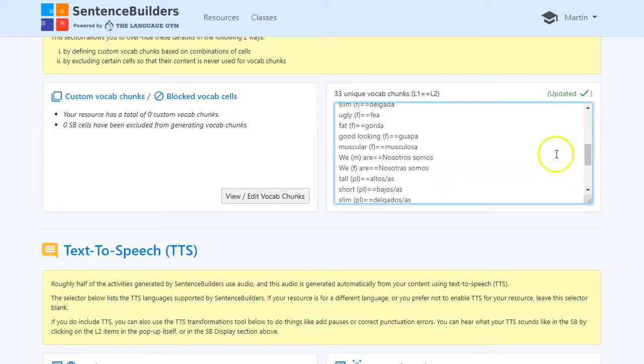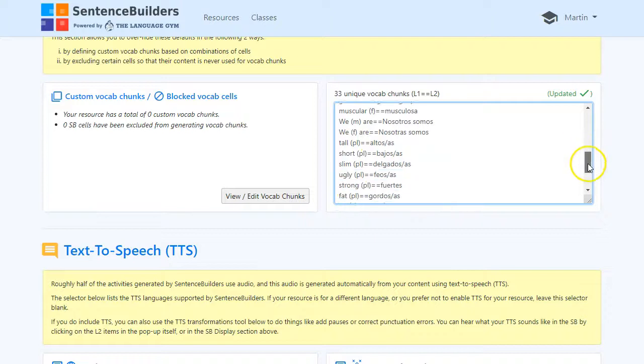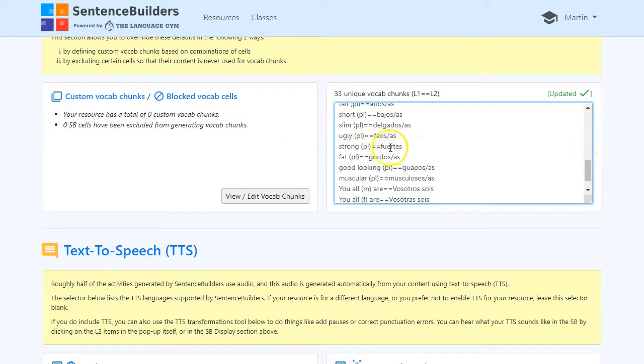So we have, including the parts of ser, we, masculine, are is nosotros somos, and we can contrast that with the feminine form, we, feminine, are nosotras somos. And then for our adjectives, we have plural forms. So tall plural is altos / as, short plural is bajos, bajas, and so on. We've got a plural which doesn't differentiate between masculine and feminine there, but it is the plural version, fuertes, for strong plural, and so on.